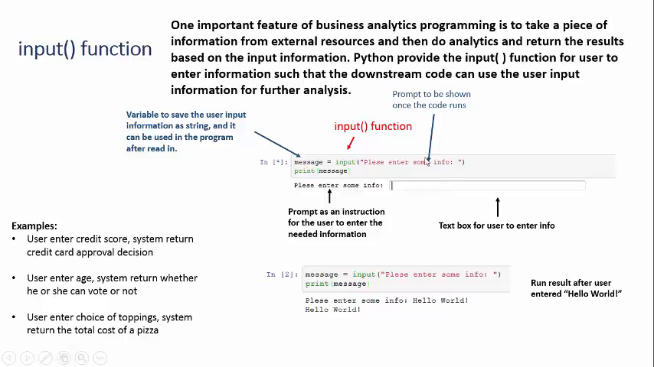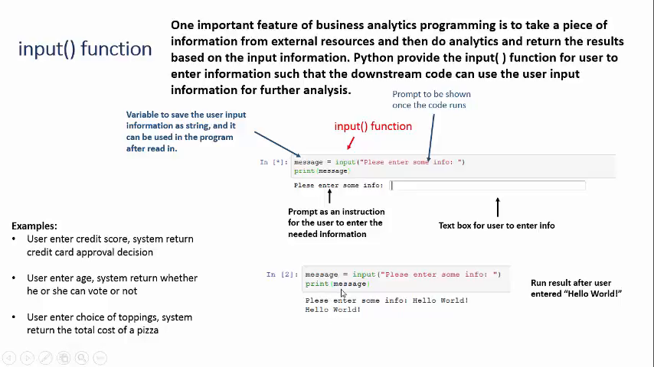Once you run this specific code cell, first it's going to show you the prompt that you entered within the input function, as well as a text box. The text box is going to take whatever the user inputs. Once the user inputs something and presses enter, the message is going to take whatever the user input. In this particular case, the user input is hello world. Then it saves the information as a string into this variable message.